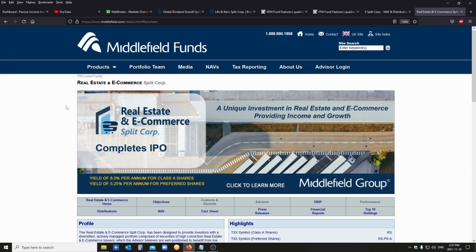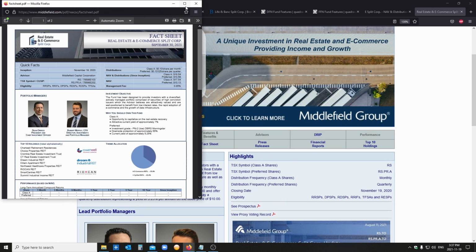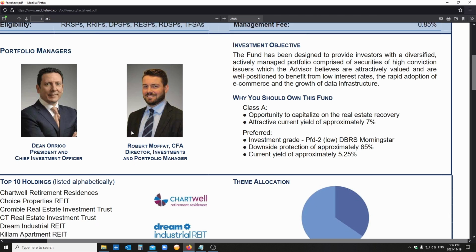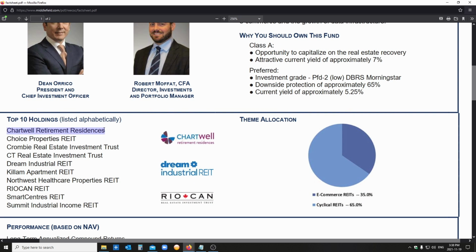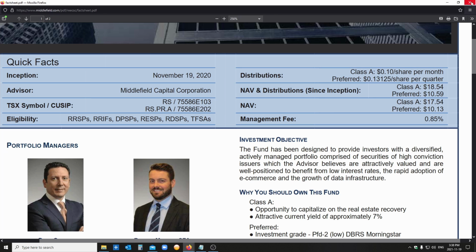They also have a newer one called the Real Estate and E-commerce Split Corp. This is awesome. It's just real estate companies. If you go to the fact sheet, you could see what REITs are in this fund, and you could see that it's really the best REITs in Canada, guys. You have Chartwell Retirement Residences, Northwest Healthcare Properties, RioCan, Smart Centers, Choice, Crombie, Killam Apartment REIT. There's also the Canadian Apartment REIT as well. There's 15. These are just the top 10. So really solid big cap REITs here, really good quality.